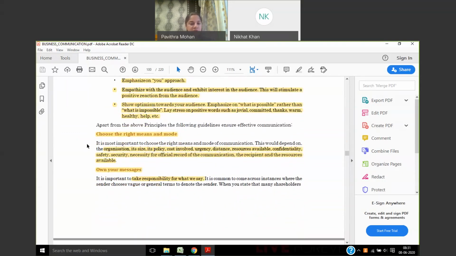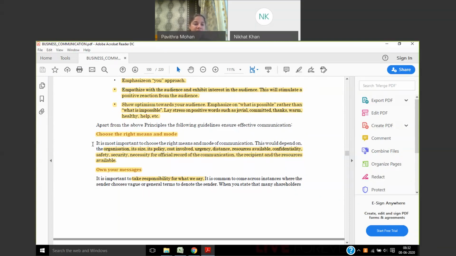apart from these particular principles, there are also other guidelines. Along with these principles, we have to follow particular guidelines also. So what are those guidelines to ensure that our communication is going to be still more effective? The next thing will be: choose the right means and mode of communication. Before I start with communication, I have to ensure what is the method of communication that I have to start with.